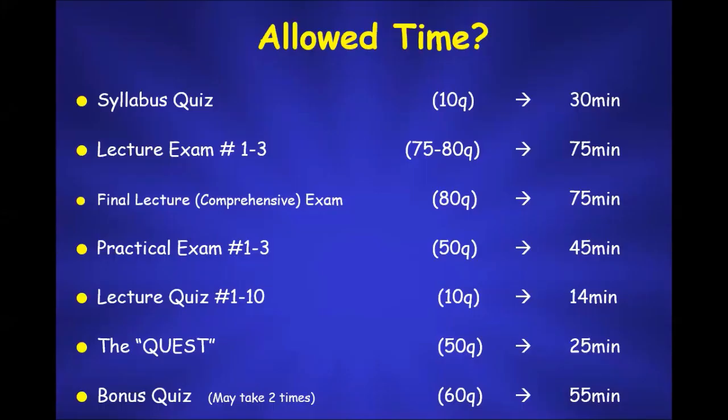The allowed time for all these exams: for the syllabus quiz, you get 10 questions and 30 minutes. For lecture exams 1 through 3, questions are usually between 75 and 80, and you'll get 75 minutes. The final exam, which is departmental, you'll have 75 minutes to answer 80 questions. The practical exams, the lab exams, 1 through 3, you'll get 50 questions with 45 minutes to take each one. The lecture quizzes, you'll have 10 questions for 14 minutes.